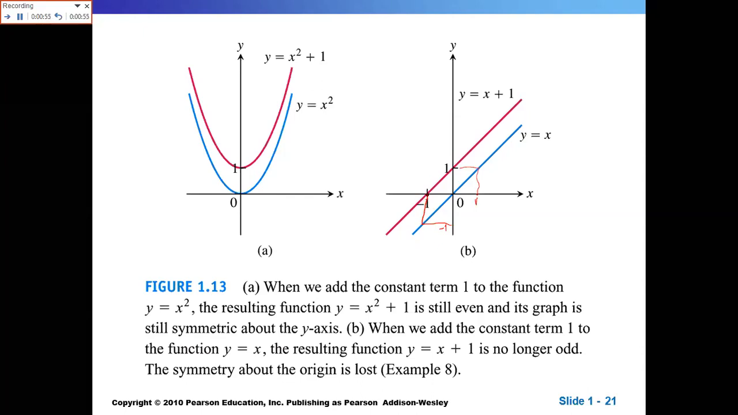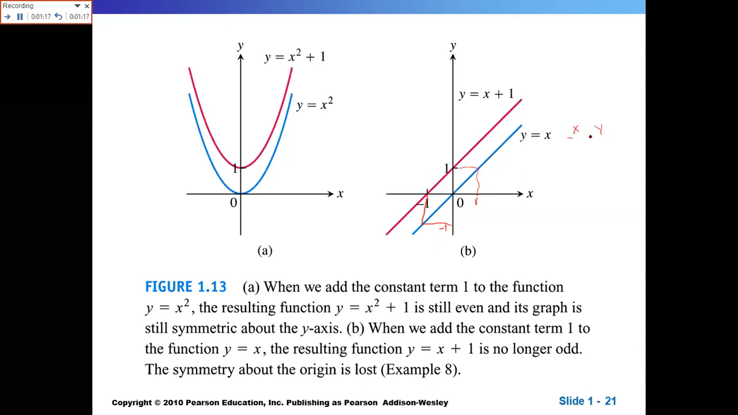This is negative 1, right? X is negative 1. What is the value of y? Negative 1. Because this line is called y equal to x. If x is equal to 1, y equal to 1. If x is equal to 2, y equal to 2. If x is equal to negative 1, y equal to negative 1. Correct? This is x and this is y.